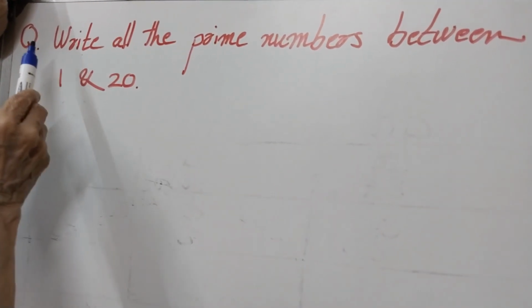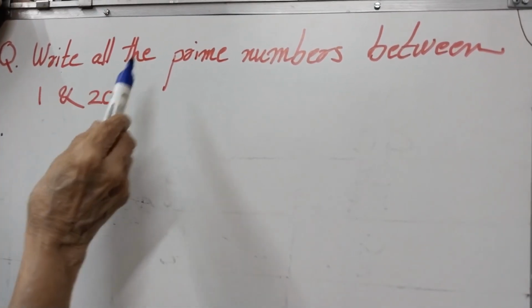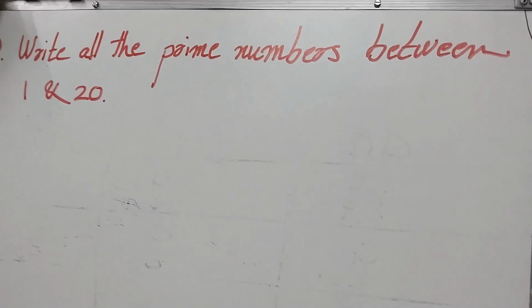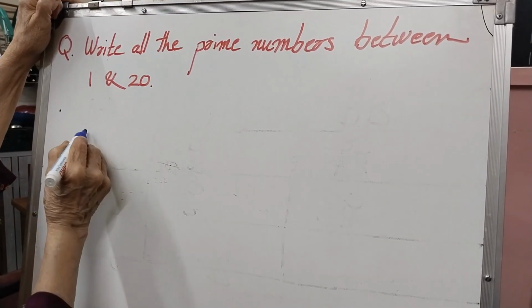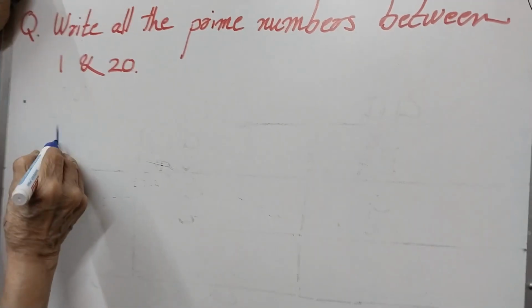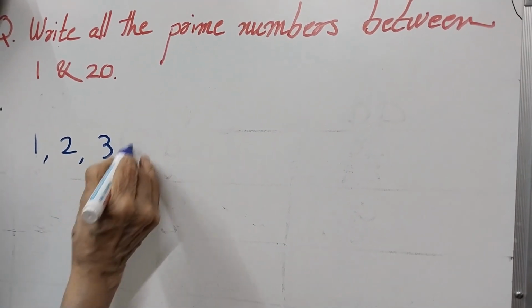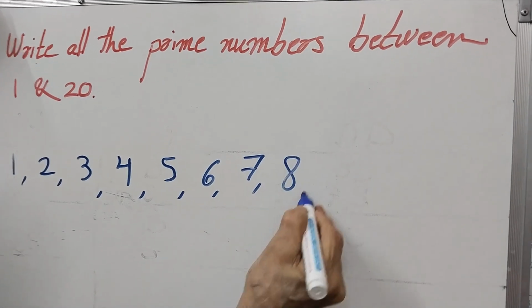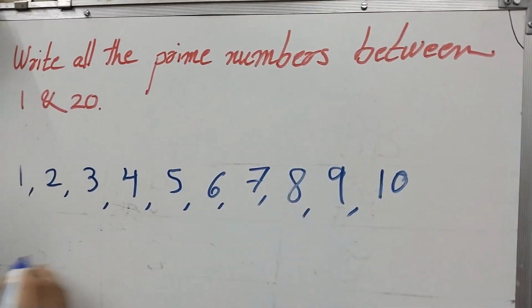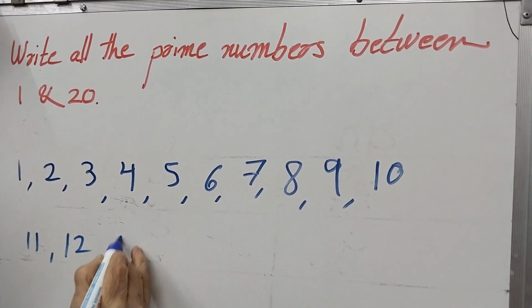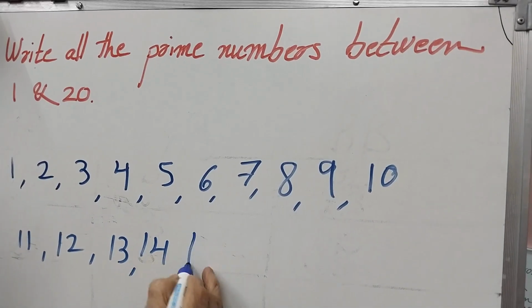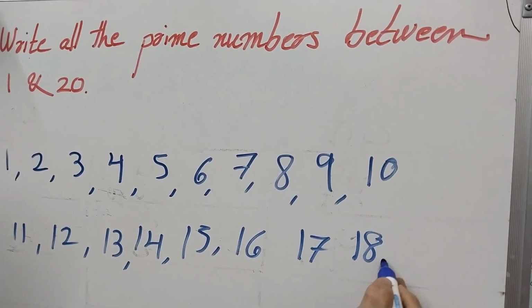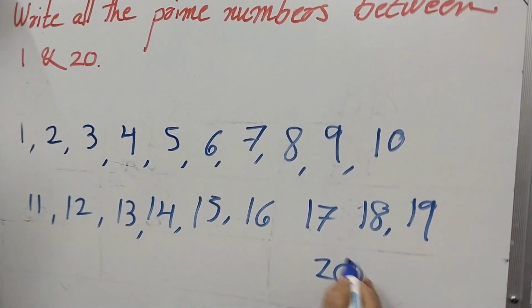Now let us solve problem number 1. Write all the prime numbers between 1 and 20. Now here, first of all, we will have to write 1 to 20 numbers like this. 3, 4, 5, 6, 7, 8, 9, 10, 11, 12, 13, 14, 15, 16, 17, 18, 19 and 20.